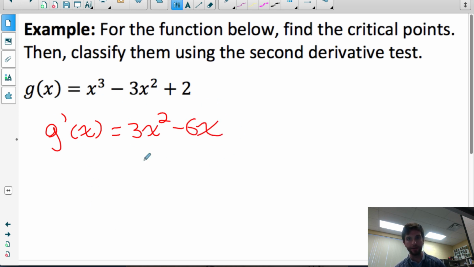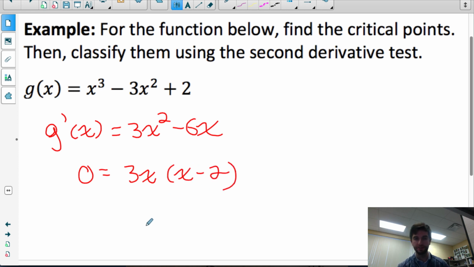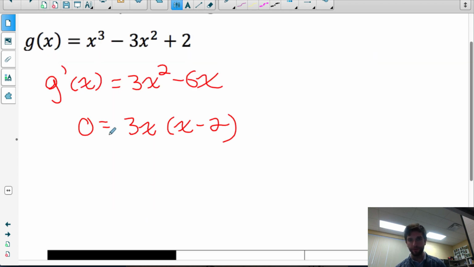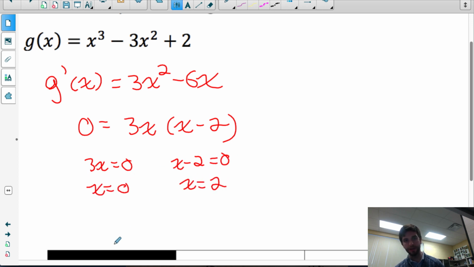Well, this is a quadratic, so there's no way it could be undefined, but it could be 0. Let me set it to 0 and solve. I'll common factor out a 3x. I get x minus 2. So I have it in factored form now. This product could be 0 if 3x was 0, or if x minus 2 was 0. So if x was 0 or 2. So I have two critical numbers.